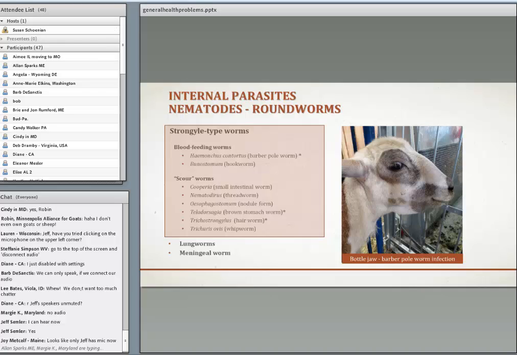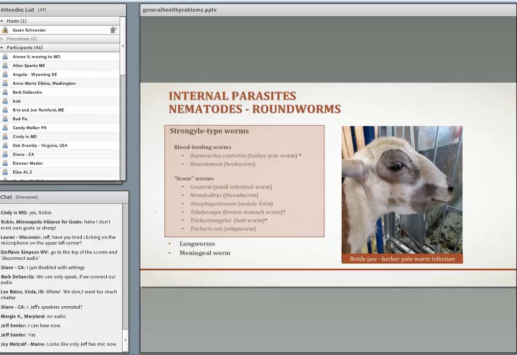Within that group, we have what we call the strongyle-type worms. If you take a fecal sample to have a fecal egg count done, the count you'll get will be for strongyle-type eggs in general, not for each specific type of worm. Within these worms, we have two primary kinds. One is the blood-feeding parasites, of which Haemonchus contortus, the barber pole worm, is the primary problem. Hookworms aren't very common, not pathogenic. The eggs look basically the same.